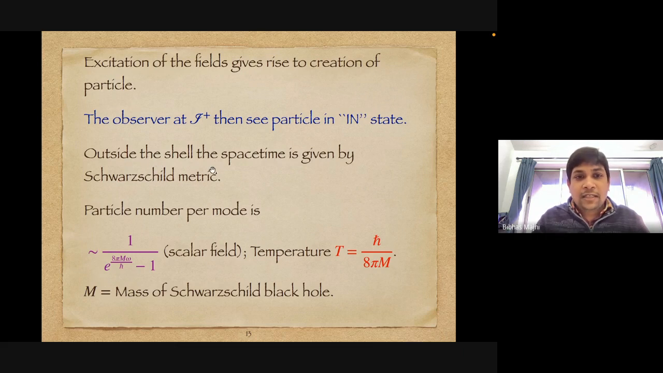Since we have the Schwarzschild metric outside the collapsing shell, the particle number comes out to be in this form, which is a kind of Bose distribution. Now, if you compare with the actual Bose distribution, one can calculate the temperature of these modes with respect to the other modes. And if we say that these modes are in thermal equilibrium with the horizon, then one can say that this is also the temperature of the horizon. So this is how Hawking actually associated temperature with the horizon.